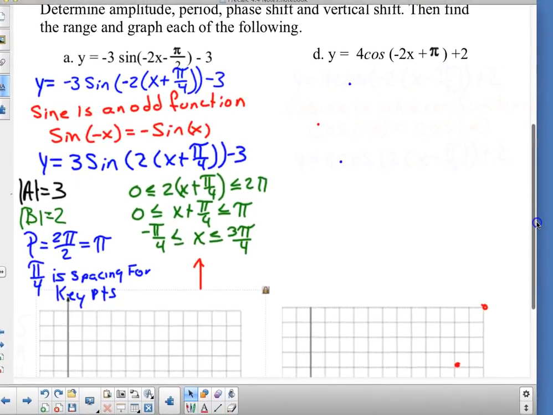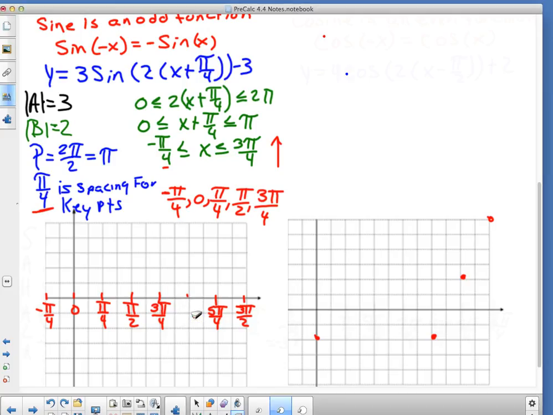So our critical points, let's redo this. We got our critical spacing going on here: pi over 2, 3 pi over 4. Let's go up by 2s: I got my negative pi over 4, 0, pi over 4, pi over 2, 3 pi over 4, 4 pi over 4, or pi, 5 pi over 4, and now 6 pi over 4, which is 3 pi over 2.